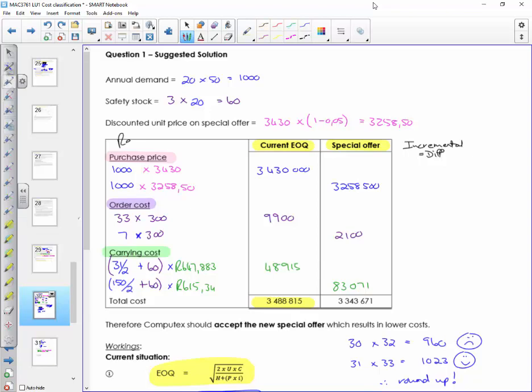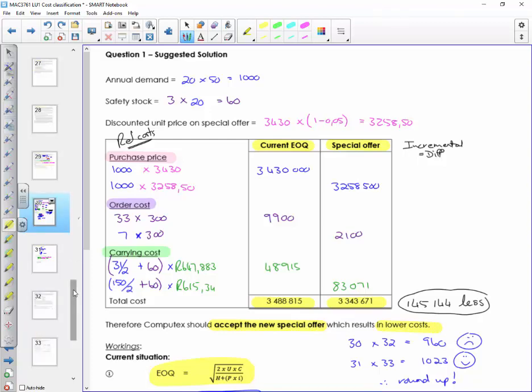relevant costs. Can you see these are the relevant costs? The things that will change and be different from one decision to another. If I order my quantity, I'll pay 3.48 million. If I order their quantity, although some things will be more expensive, some things will be less, the carrying costs are more, but everything else is less. Can you see the incremental or the difference is 145,144 Rand less? So yes, they should accept the new offer because it results in a lower cost. I hope that makes sense to you.